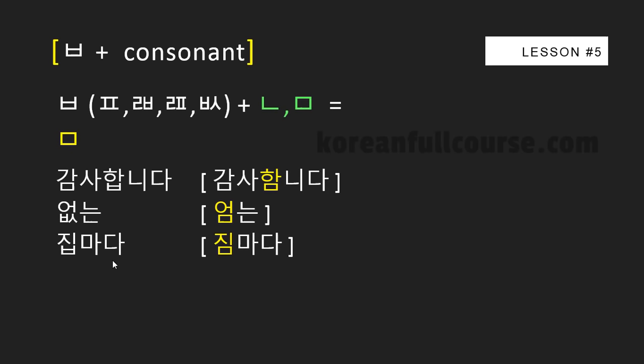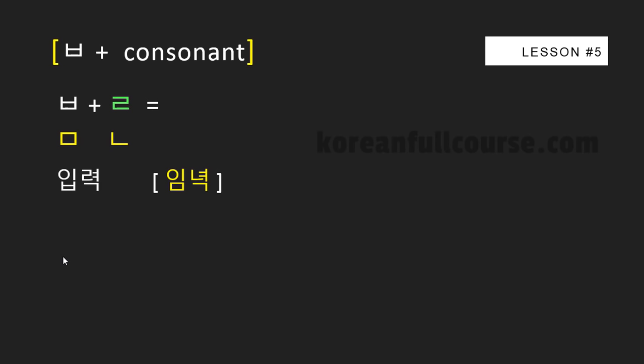The next exception is when 비읍 is followed by 리을, both letters change in sound. 비읍 produces m sound and 리을 produces n sound. We write 입력, but read it as 임녁. And the last exception for 비읍 is this. When followed by 히읗, read it as ㅍ. 입학.